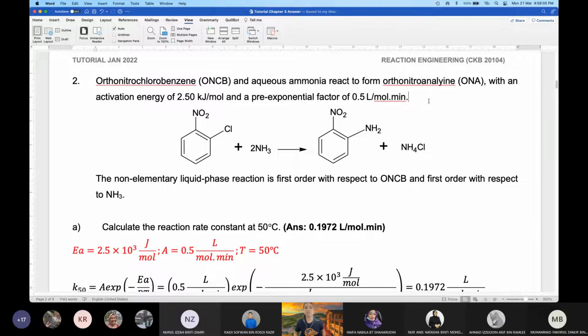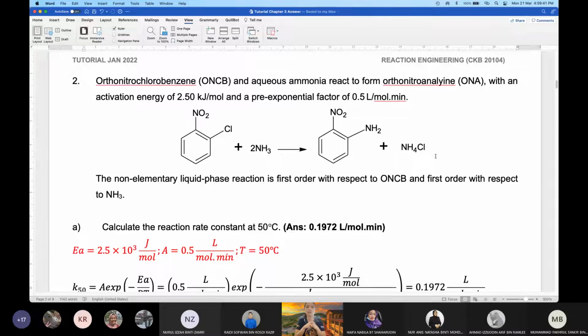First question, the second question, the first information, they give us the chemical reaction. So the chemical reaction is, okay, you have one ONCB reacting with 2 ammonia to produce 1 ONA and 1 NH4Cl. Or we can also write it down in terms of alphabet, it becomes 1A reacting with 2B to produce 1C, 1D. Okay, so you just look at the stoichiometric coefficient. So 1A, 2B, 1C, 1D. Okay, so that's the reaction.